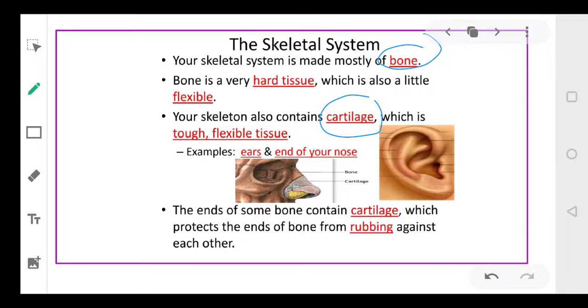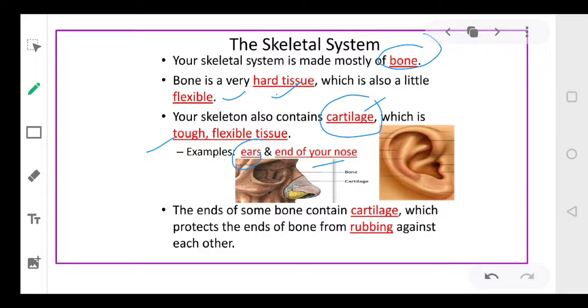The bones are very hard tissue and they're also a little flexible. They're not so flexible, but cartilages are tough and a flexible tissue, like as you can see the ear and the end of your nose. Just see, your nose can be bent. Just hold your nose, everyone, and try to fold it. It can easily be bent on either side, isn't it? So this is your cartilage.